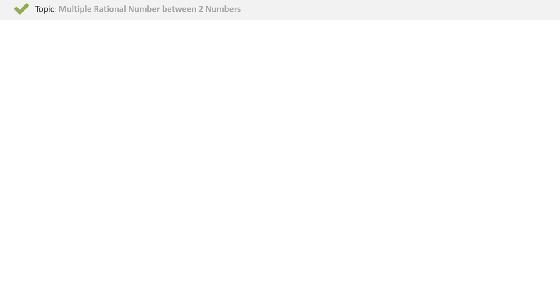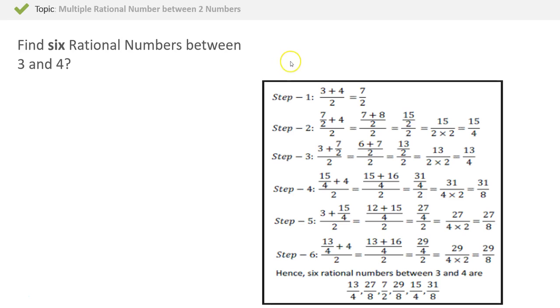Now let's try to find multiple rational numbers between two numbers. Can I get multiple rational numbers between two numbers? And here is an example. Find 6 rational numbers between number 3 and number 4. In order to do this, in step 1 we will add these two numbers, 3 and 4, and divide them by 2, which will give me 7 by 2. 7 by 2 is a number which is between 3 and 4.